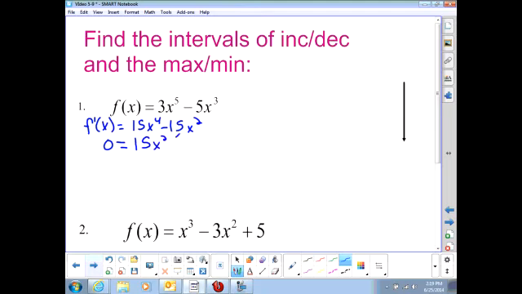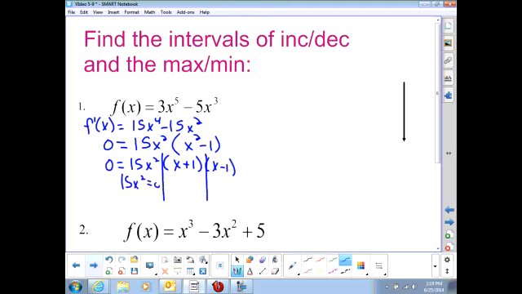As I do that, I'll pull out a 15x squared, leaving me with x squared minus 1 in parentheses. That means we'll have 15x squared, and this will factor into x plus 1 and x minus 1. And when you set them each equal to 0, we'll get that x is equal to 0, technically plus and minus 0, but it's the same thing. x equals negative 1, and x equals positive 1. These are the values that we'll put on our number line.